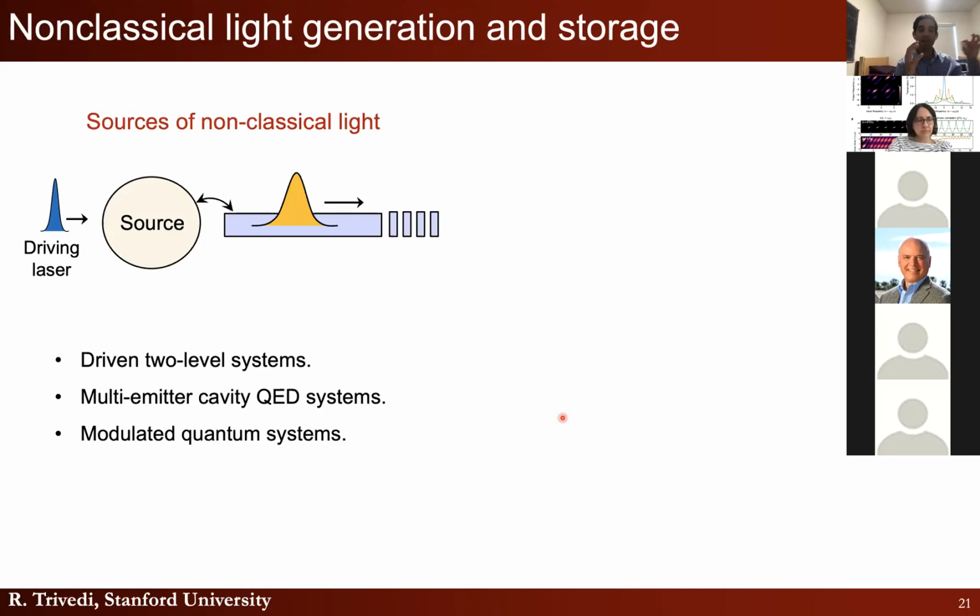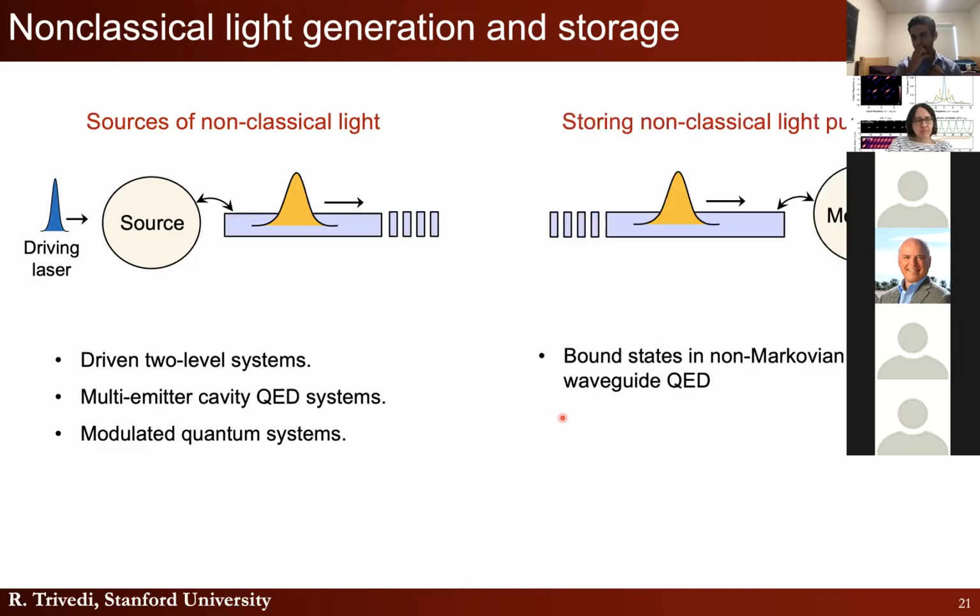And the idea is that you send in a laser, which is a classical light source, and this source essentially performs a scattering operation on the laser, and gives you a quantum light source that you can use for quantum communication or metrology applications, right? So there are different kinds of physical systems that are used for these non-classical light sources. What we are going to focus on in this talk are things like driven two-level systems, cavity QED systems, or modulated quantum systems.